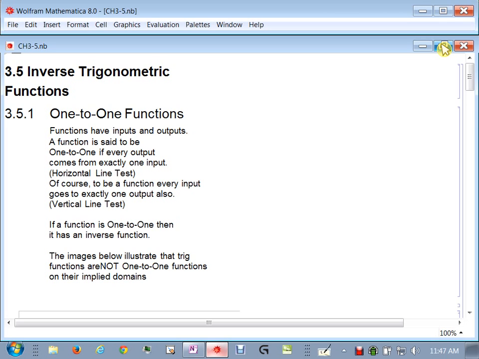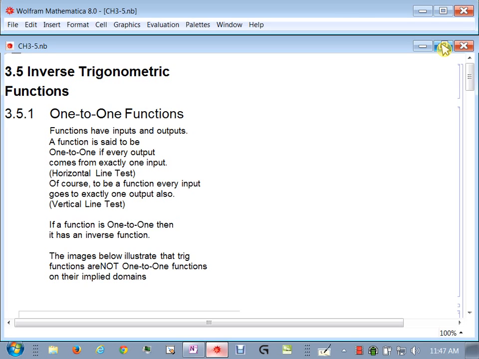One-to-one functions is where we're starting. Sorry, inverse trig functions. So, one-to-one functions. Functions have inputs and outputs, right? You plug something in, it spits something out. A function is said to be one-to-one if every output comes from exactly one input. A way to check that, if you have the graph, is to do a horizontal line test. Not the vertical line test, the horizontal line test. That's how we check to see if a function is one-to-one.